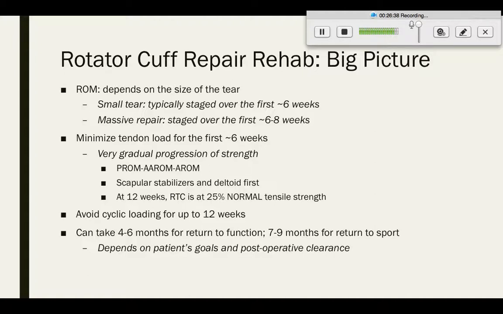We start with our scapula and our deltoid first because we do not want to place any increased tension over the healing repair until indicated. So just keep in mind that at 12 weeks, a rotator cuff repair is approximately 25% the normal tensile strength of an intact cuff. So that's not to say that we might not start gradually and safely loading the cuff prior to 12 weeks, but we're not going to systematically overload it until it can.